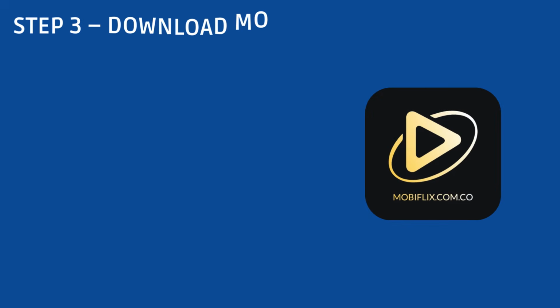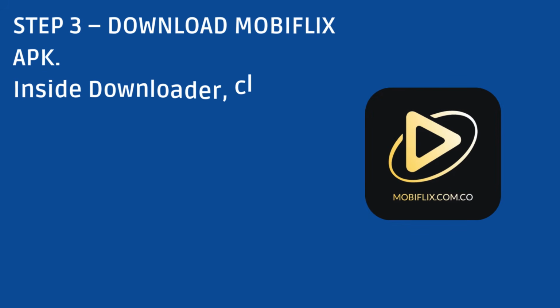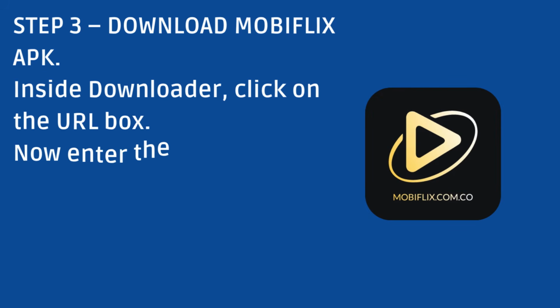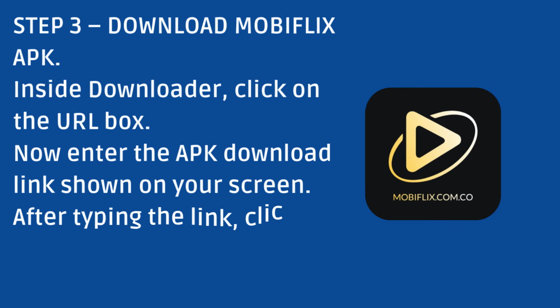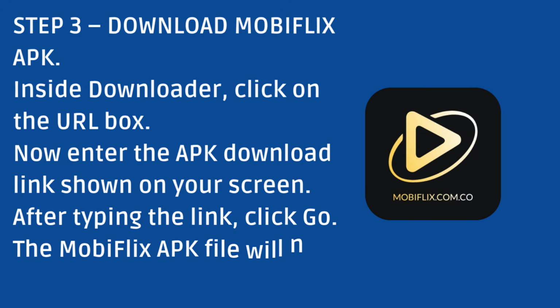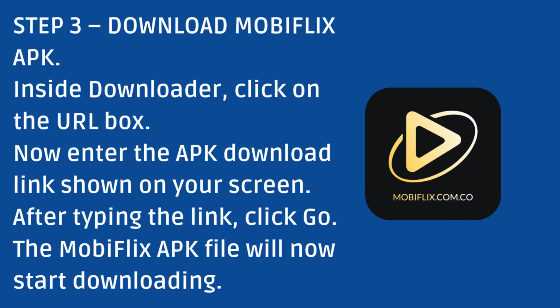Step 3: Download MobiFlix APK. Inside Downloader, click on the URL box. Now enter the APK download link shown on your screen. After typing the link, click Go. The MobiFlix APK file will now start downloading.